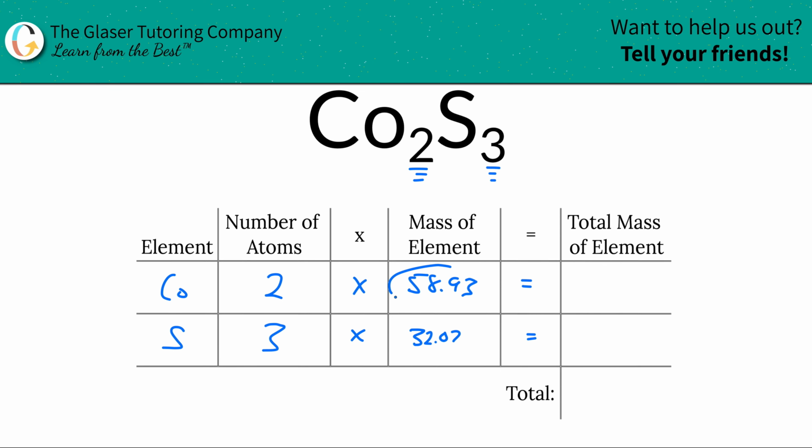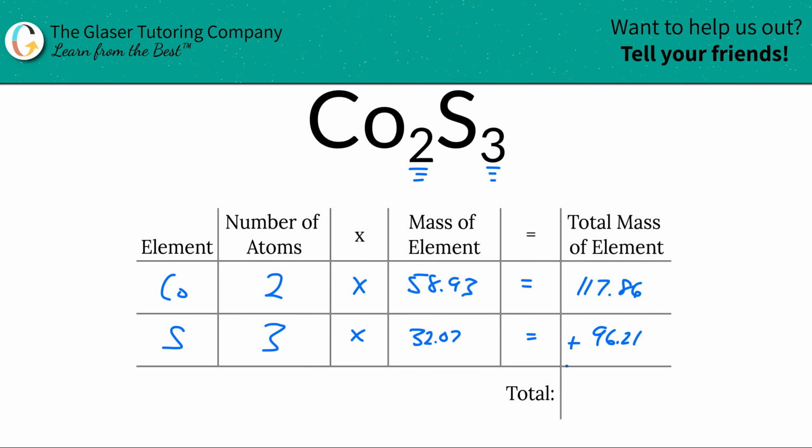All we have to do is take the mass and then multiply it by the number of atoms or moles. It depends if you're solving for molar mass or molecular mass. And when we do that multiplication, the total mass of cobalt is about 117.86 units of mass. The total mass of sulfur down here is going to be about 96.21 units of mass.